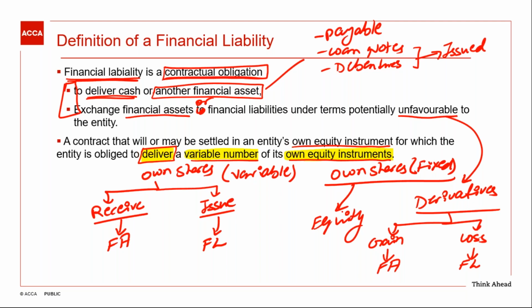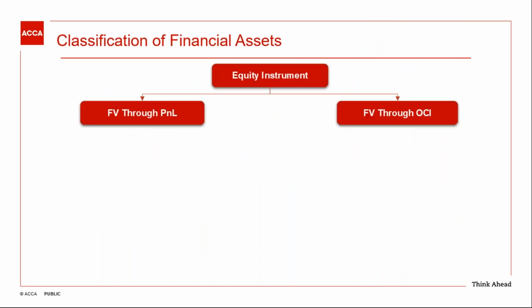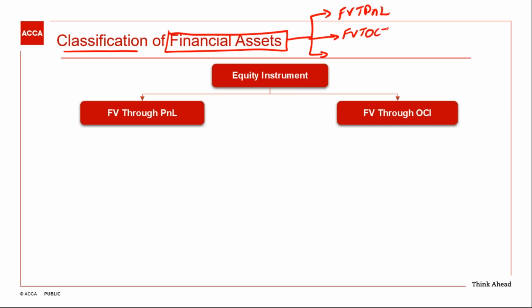Okay, so now let's move further. The next thing that we are going to discuss is going to be the classification of financial assets. Normally, we have three categories of the financial assets. One is the fair value through P&L, the other is the fair value through OCI, and the third one is the amortized cost category. So in total, financial assets can be classified in these three categories.